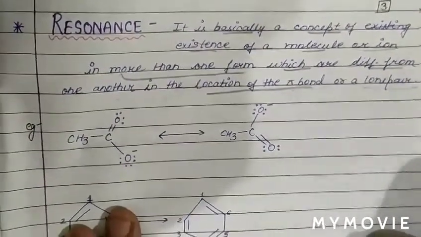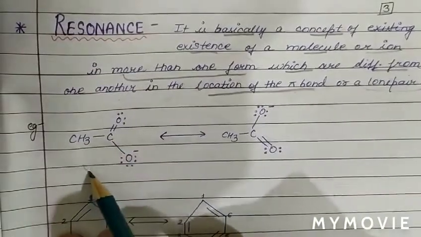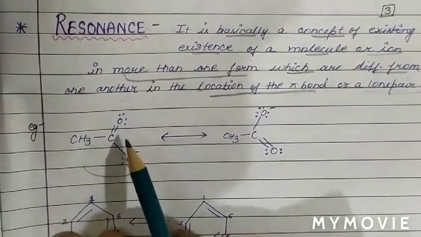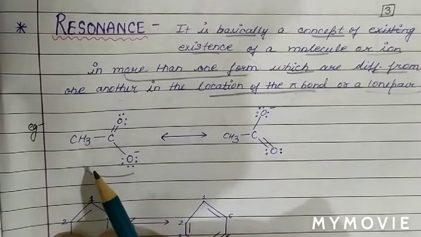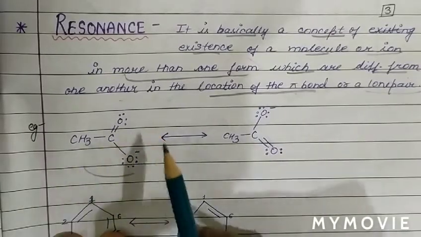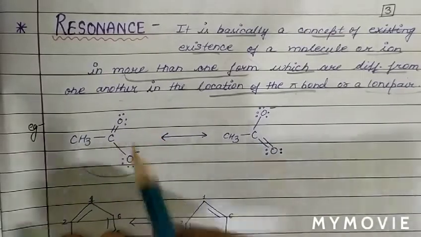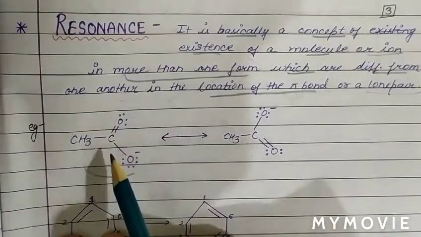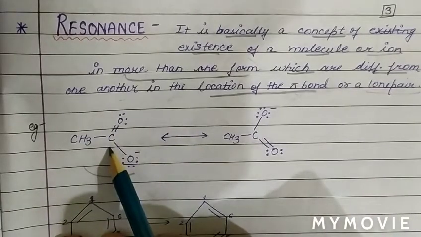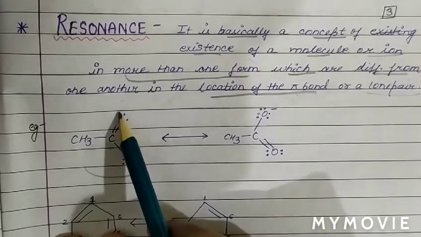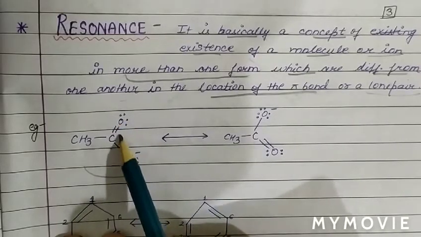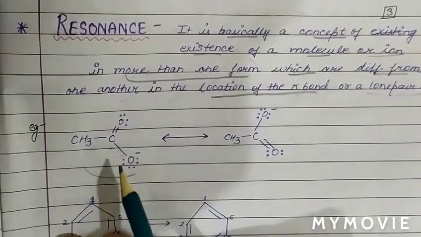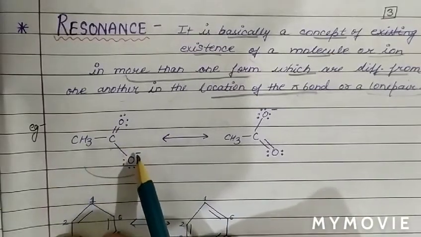Now see the resonance in case of this molecule. As we can say, this ion is acetate ion formed by the acetic acid. We can see that basically what is resonance? Existence of this molecule or ion in more than one form, and these forms differ by the location of pi bond and location of lone pair. Now see the condition of resonance.